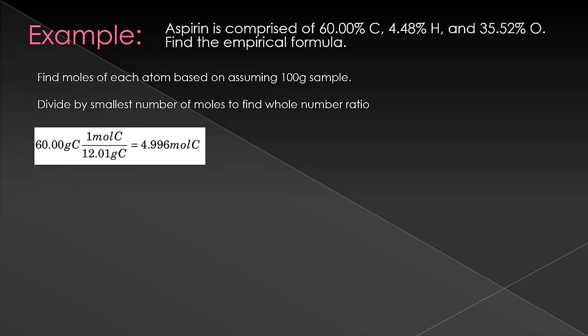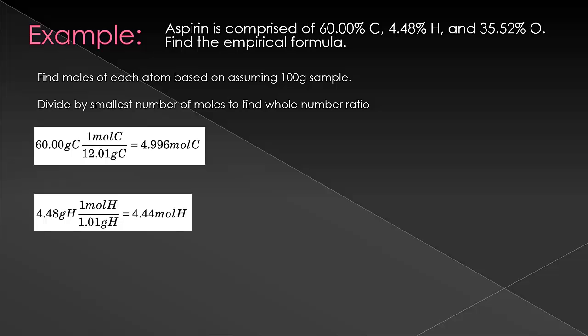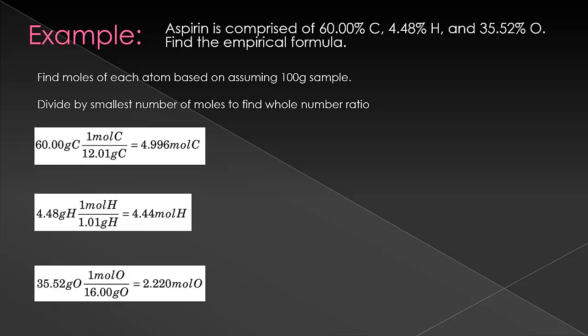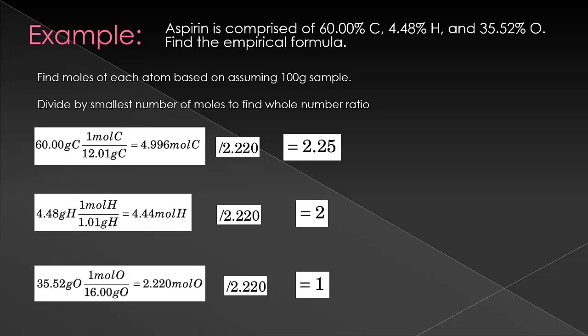We have 4.48%. In this problem, assuming a 100 gram sample, that's 4.48 grams. We divide by our molar mass to get moles. Same thing for oxygen. 35.52 grams of oxygen divided by its molar mass gives us the moles of oxygen. Now, it may be difficult to get a whole number ratio from this. If you can see it, great, but for the rest of us, let's do our math trick. We find the smallest number, which is 2.20, and divide each of those by that smallest number. When we do this, we end up with 2.25, 2, and 1.